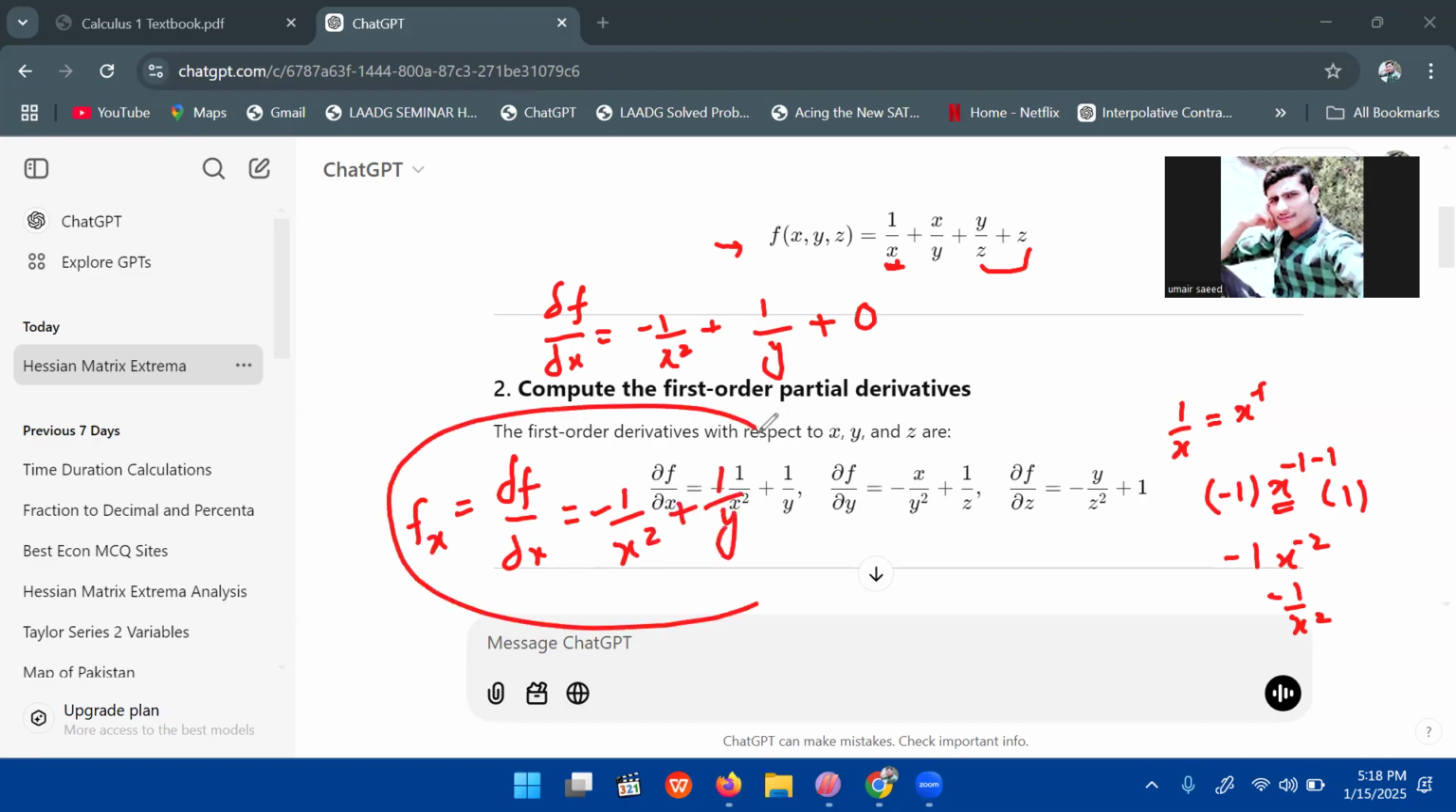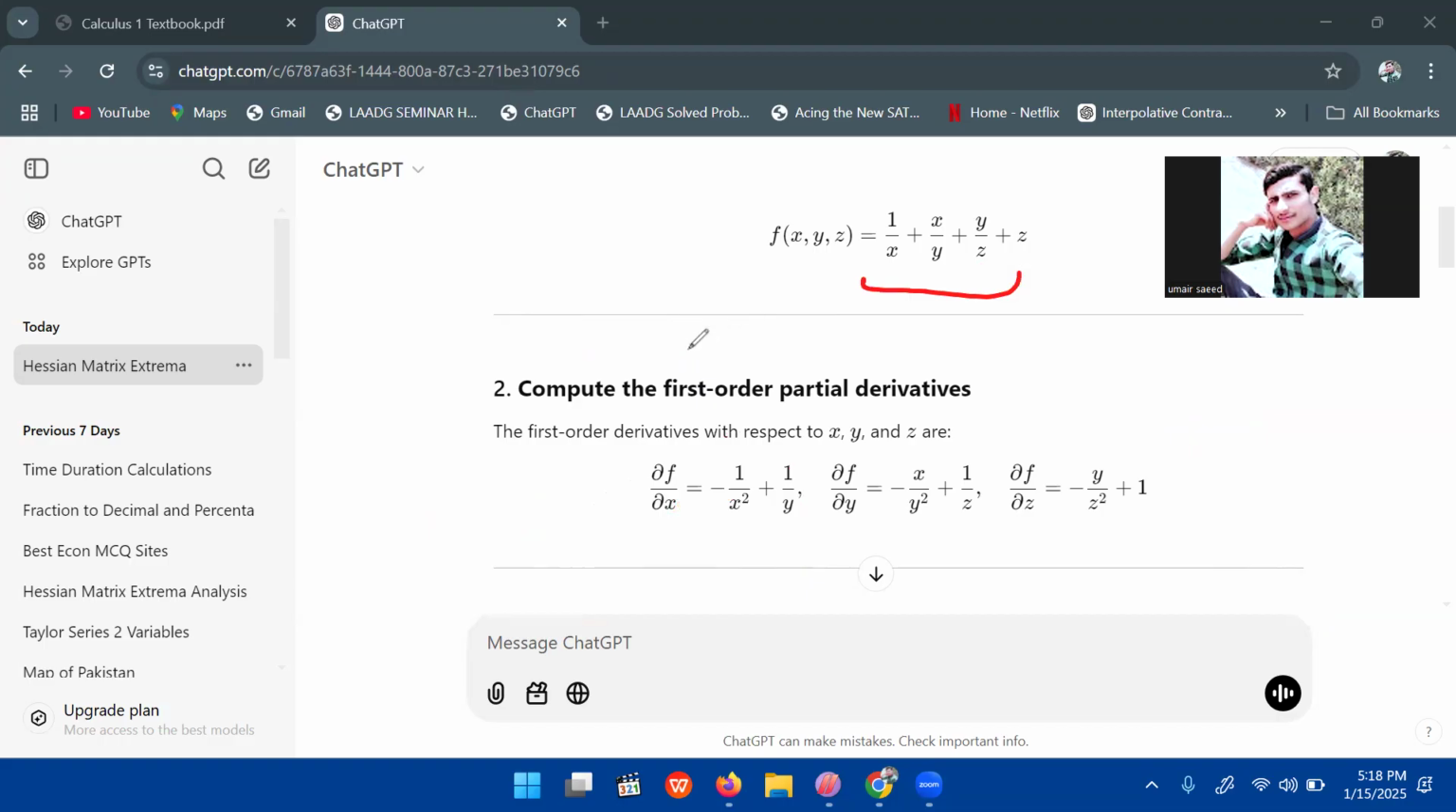In a similar way, we can find the partial derivative with respect to y. So partial f by partial y is equal to the derivative of 1 over x, which is 0 because we are taking y as the variable and x and z as constants. So the first term's derivative is 0, plus the derivative of the next term. This is x, which stays the same, and here we have y raised to power minus 1, which is 1 over y. We apply the power rule here.